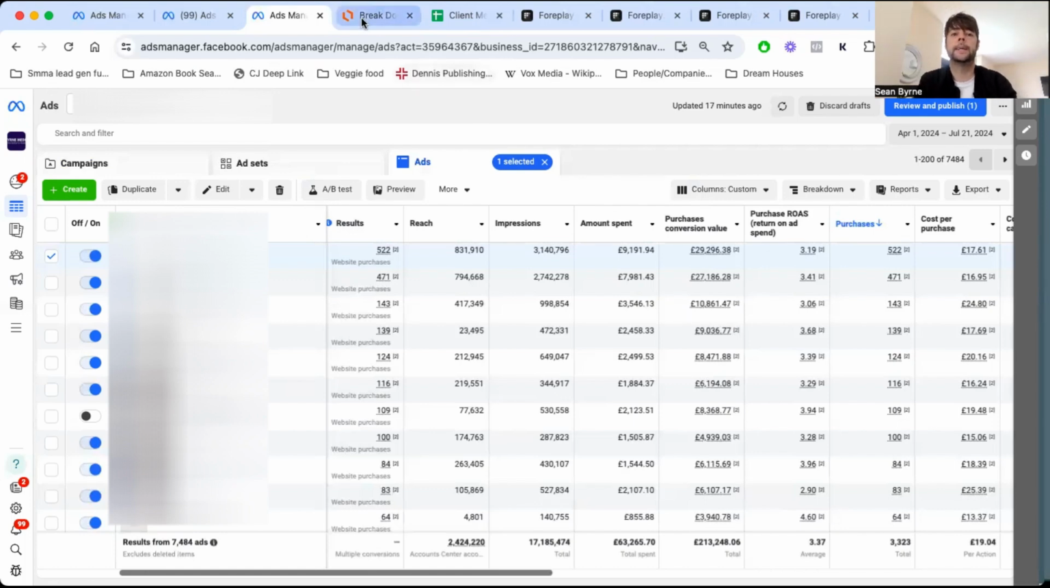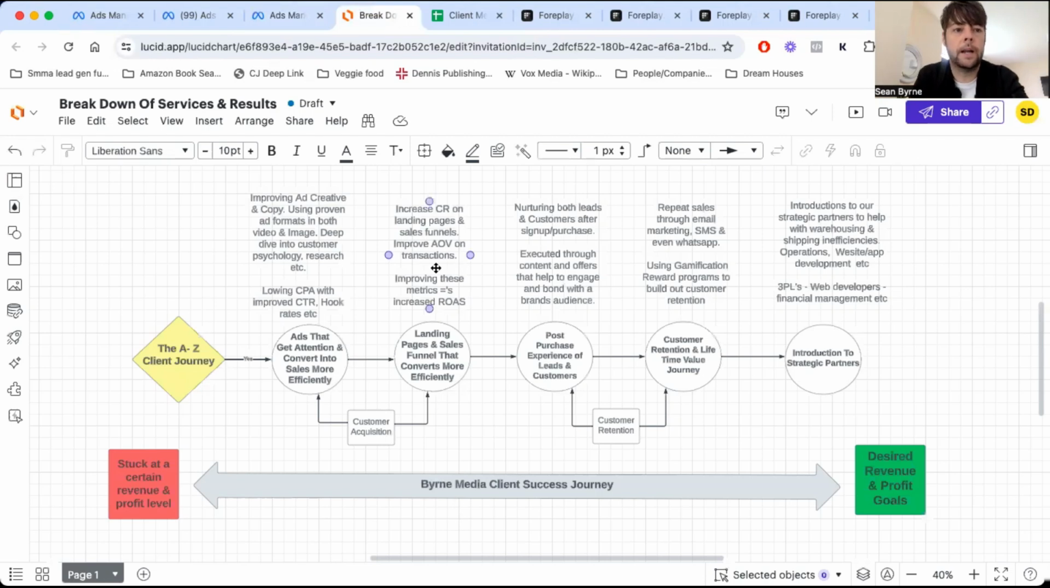So let's dive in. All right, so you can see here, I just wanted to build out an A to Z. Okay, I like doing these because it helps people to understand journeys. And certainly in this case, this is what we would do. We're primarily customer acquisition, getting customers coming through the doors using paid ads, and that's got to be done profitably. That's essentially our offer.